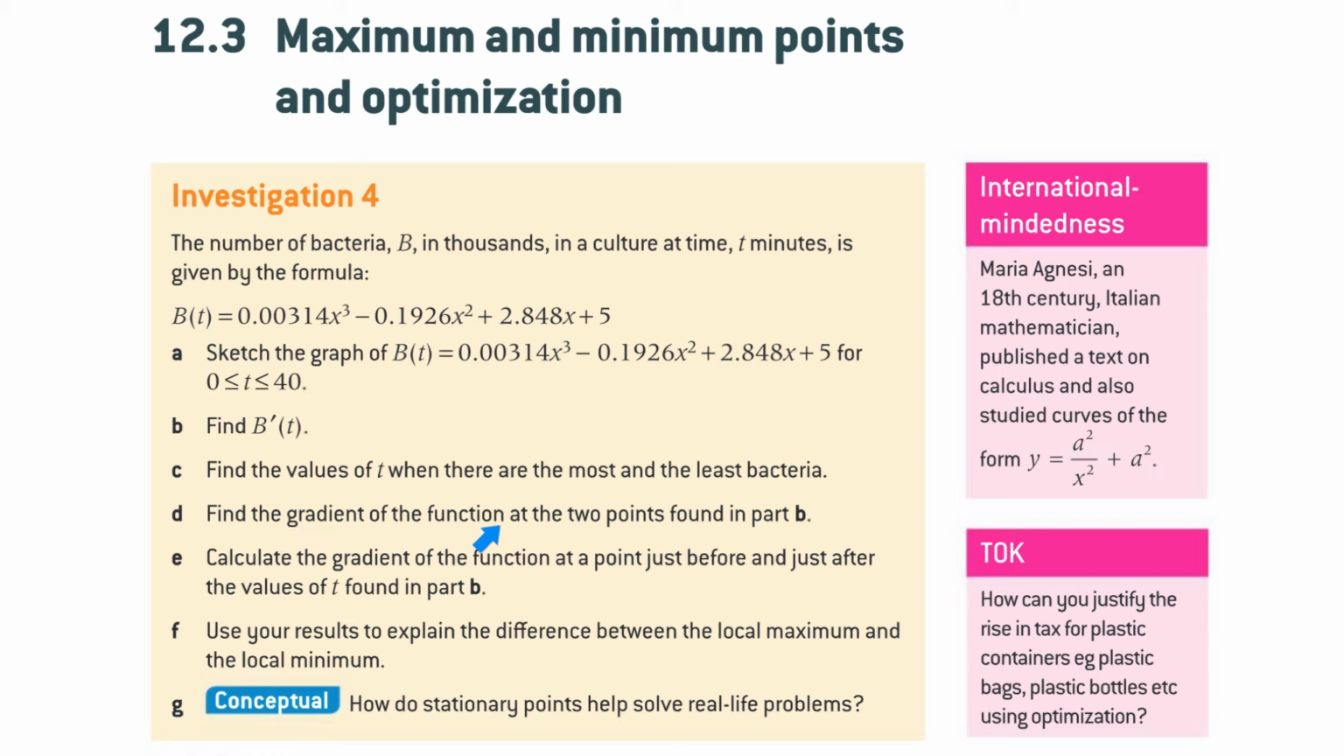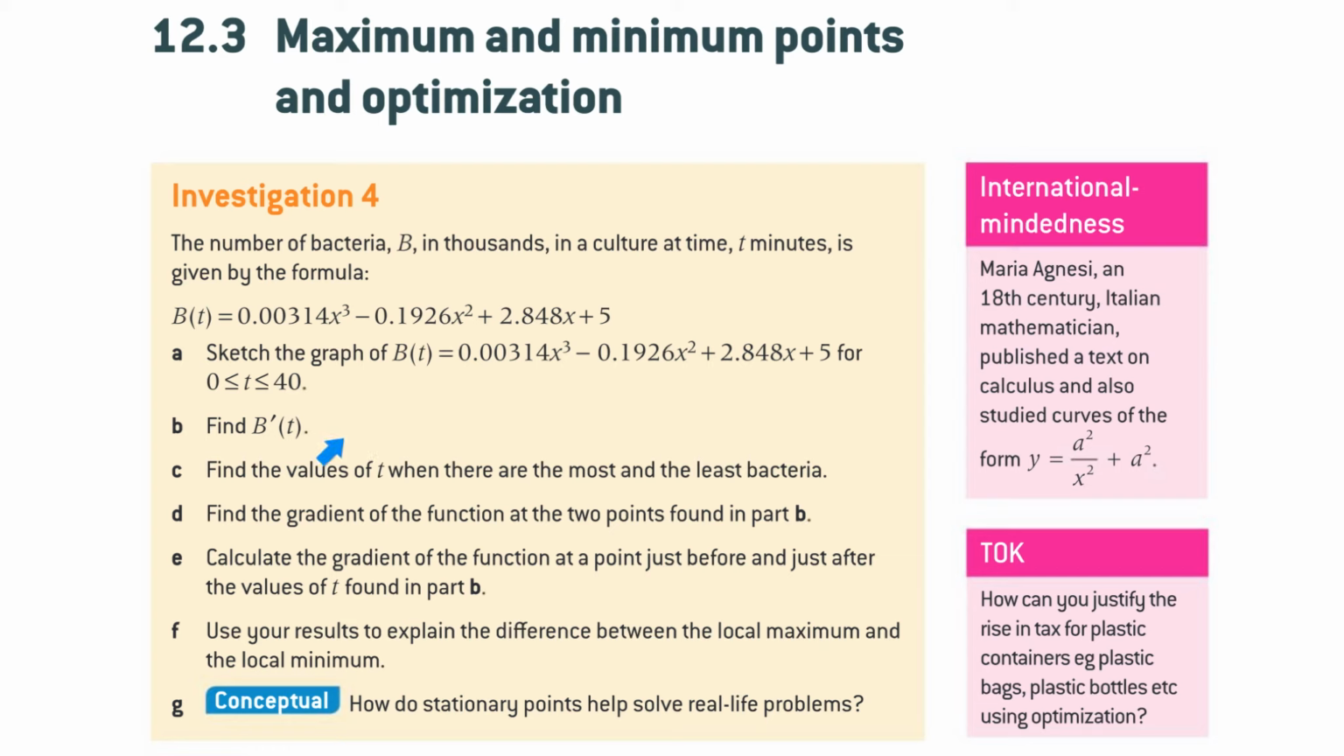And then it says find the gradient of the function at the 2 points found in part B. That should say part C. So here, the gradient would be 0 because we equated the derivative function to 0. So that's basically saying that the slope was 0. Calculate the gradient of the function at a point just before and just after the values of t found in part B.